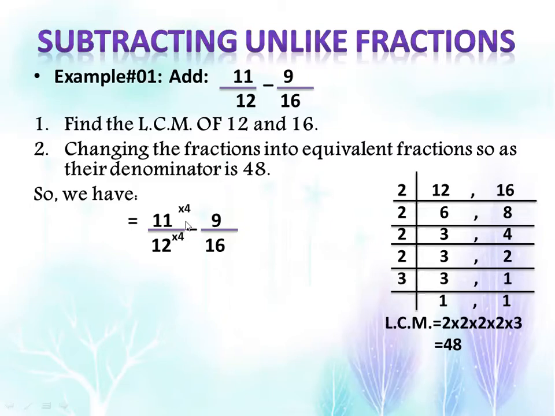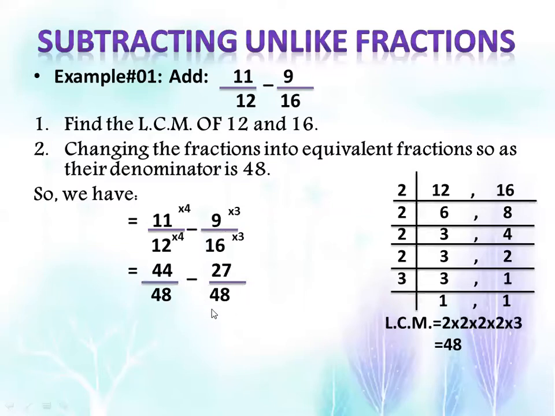And similarly you will multiply your numerator with the same number. Similarly you will multiply 16 by 3 so that it will become 48, and similarly you will multiply 9 by 3. So 12 multiplied by 4 is 48, 16 multiplied by 3 is 48. Now you will also multiply your numerators with the same number. 11 multiplied by 4 is 44 and 9 multiplied by 3 is 27.